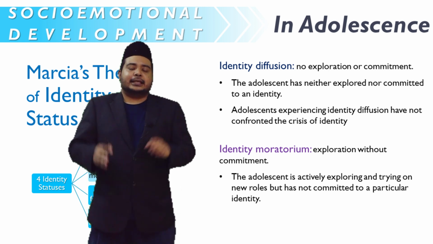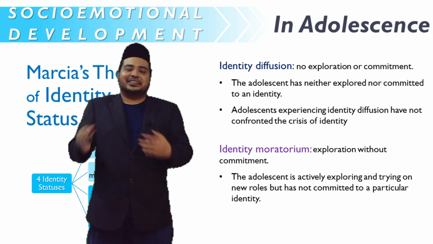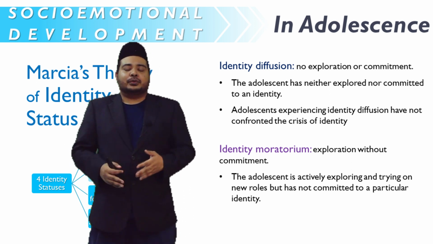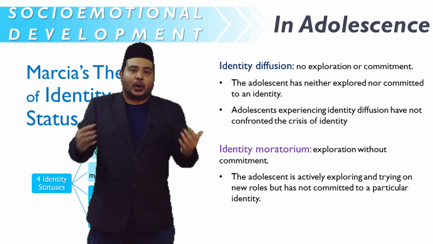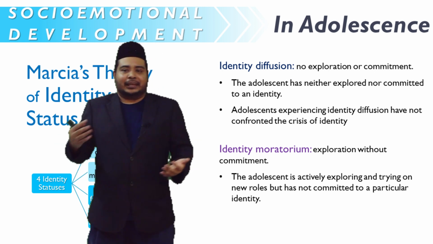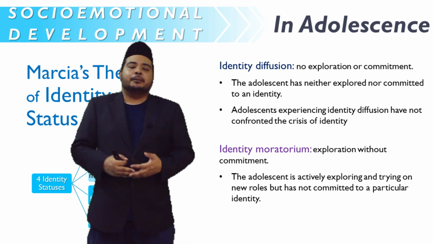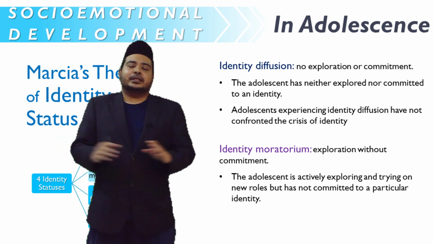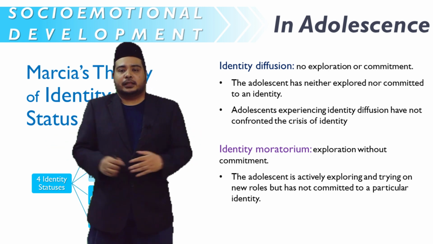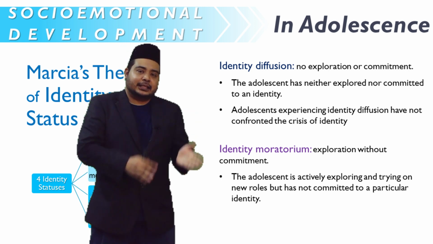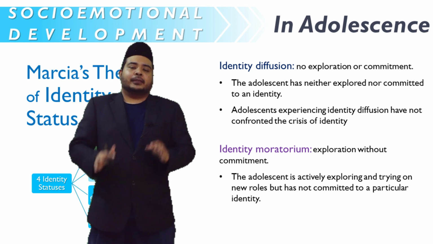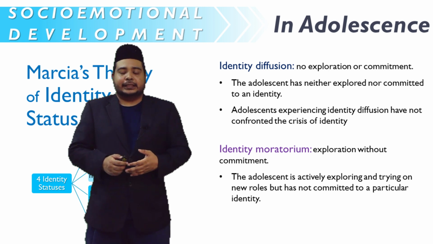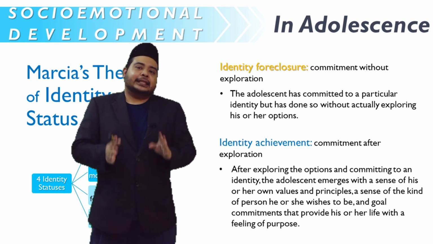The second status is identity moratorium. This is not the moratorium of banks when you had COVID-19 before. Identity moratorium refers to adolescents who explore what they want to be, what they can be in terms of career and moral values, but they have not committed, they have not chosen yet who they want to be. They just explore, they just look for options, for alternatives. So the adolescent at this status is actively exploring and trying on new roles, but has not committed to a particular identity yet.